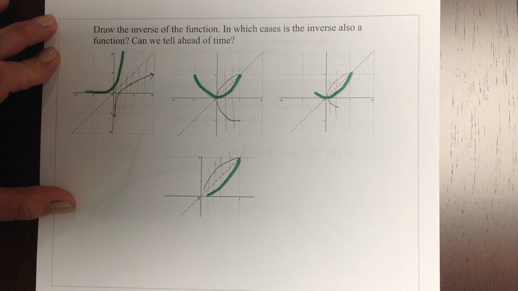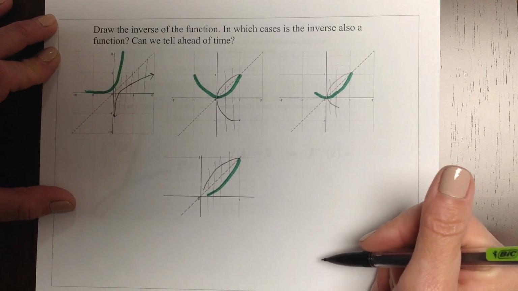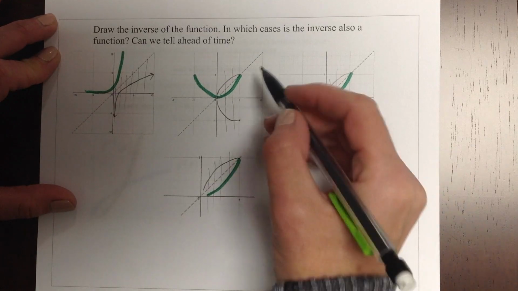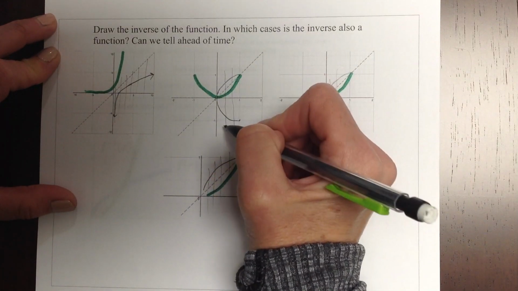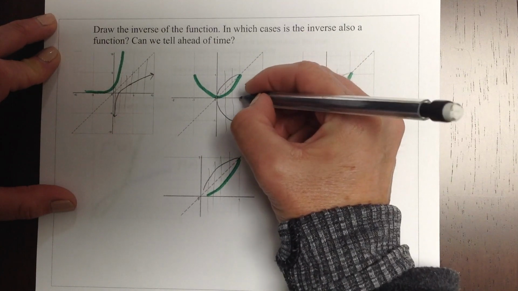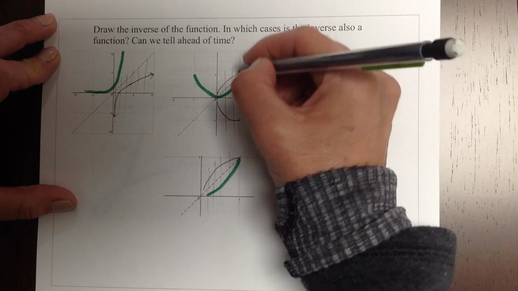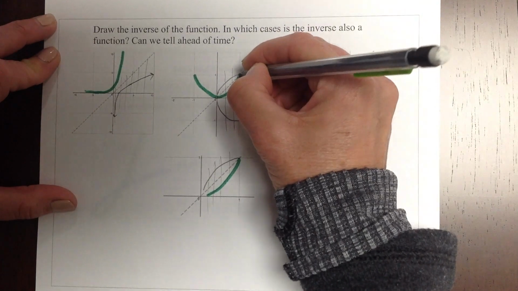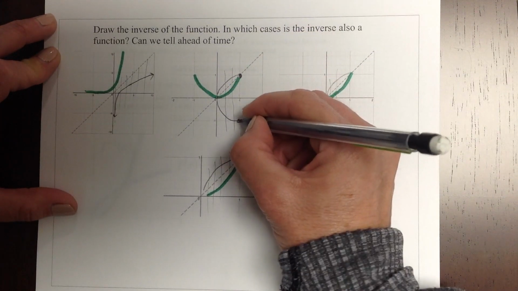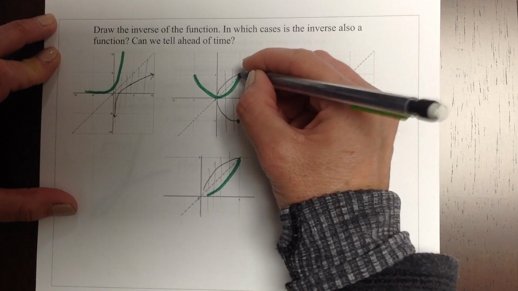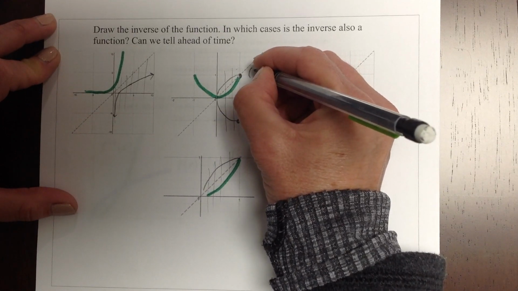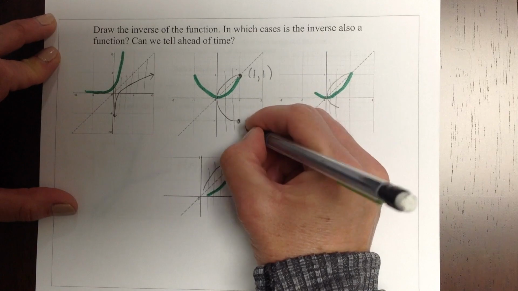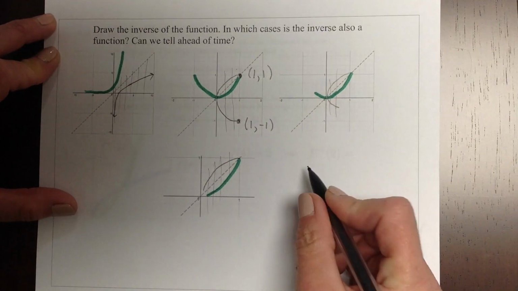So in which cases will the inverse not be a function? Let's see why this one here in particular wasn't a function. If I have this x value of 1, then I have a y value of 1 and a y value of negative 1. Well, where did those come from on the inverse? Here I have 1, 1, and here I have 1, negative 1.